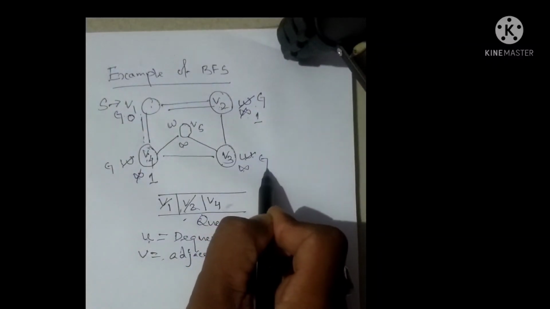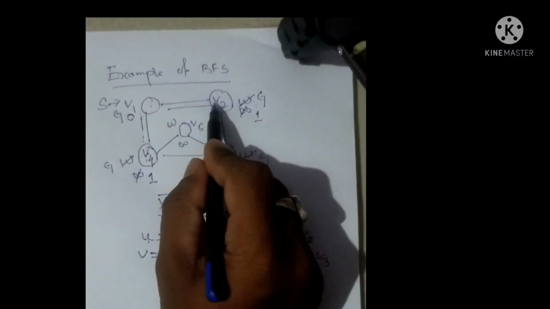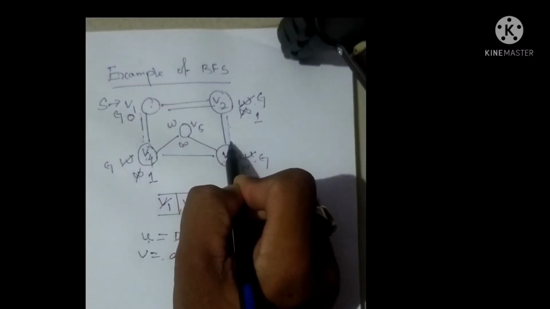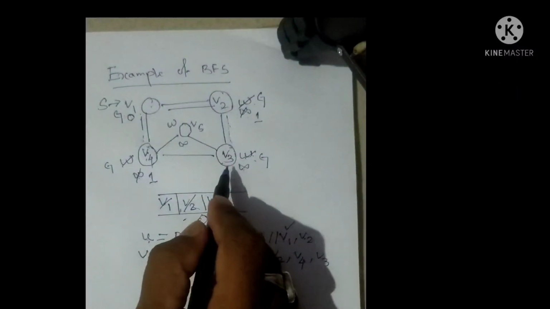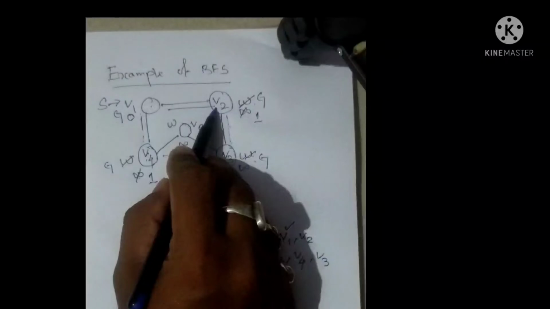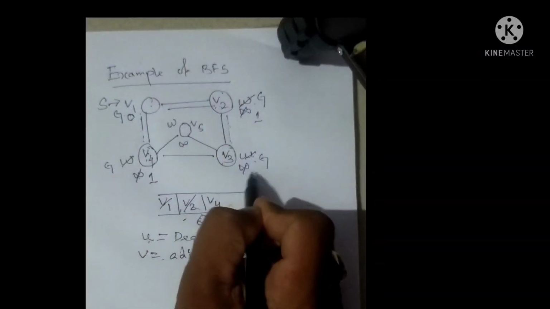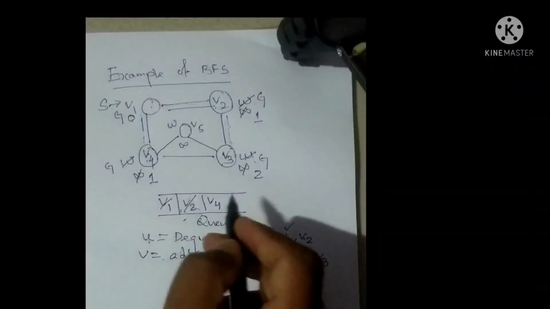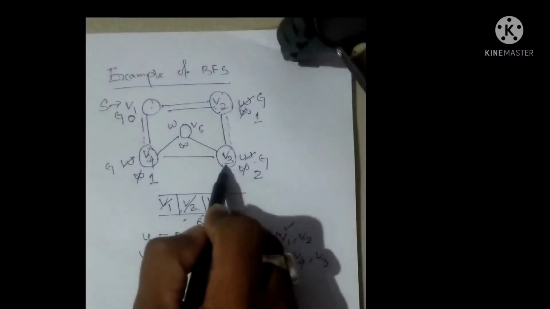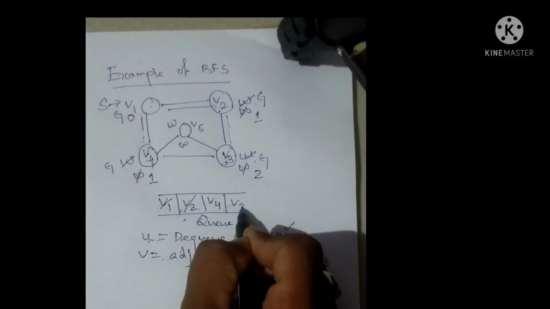So if it is white, change the color to gray and assign the predecessor as V2 for your V3. And what is the value of V3 now? Your predecessor value plus 1. 1 plus 1 becomes 2. So add the new adjacent vertex V3. So new adjacent vertex V3 is added.